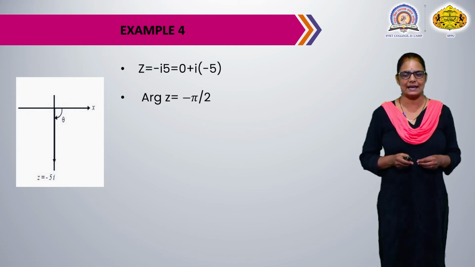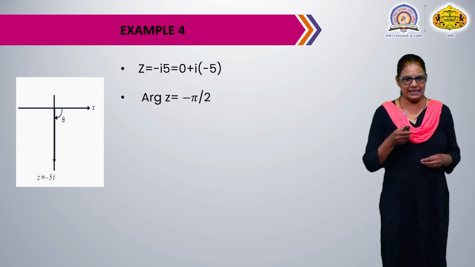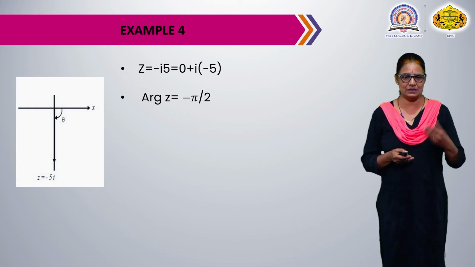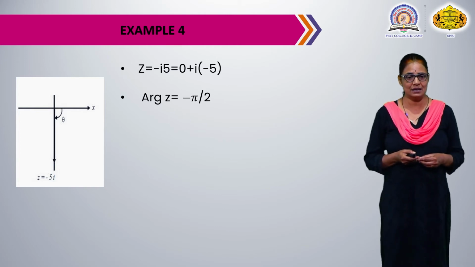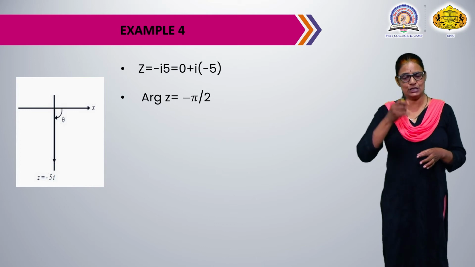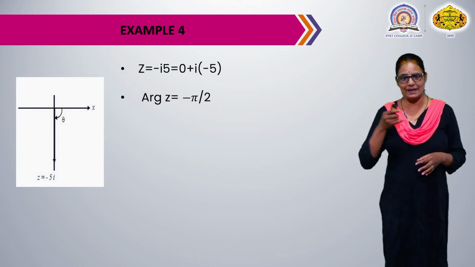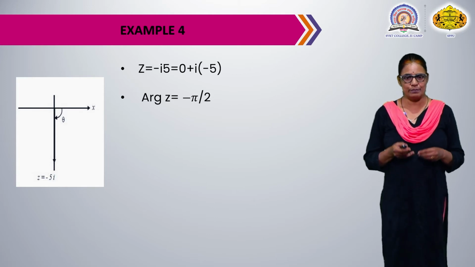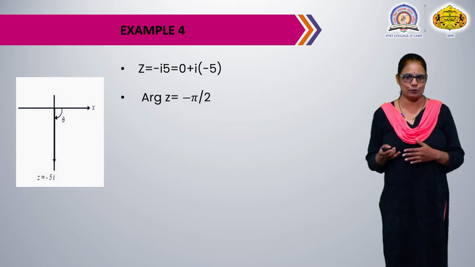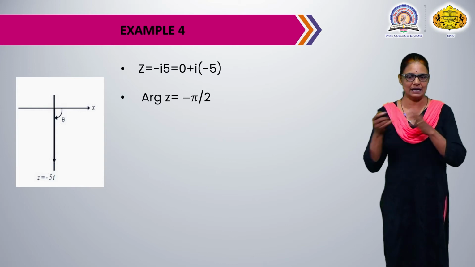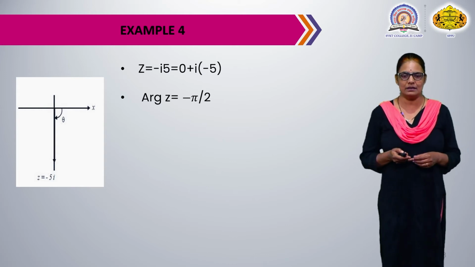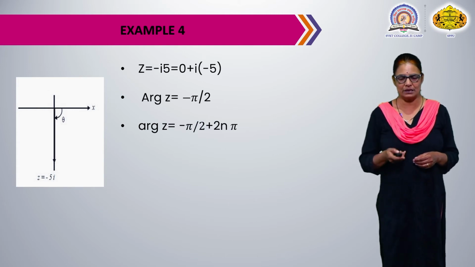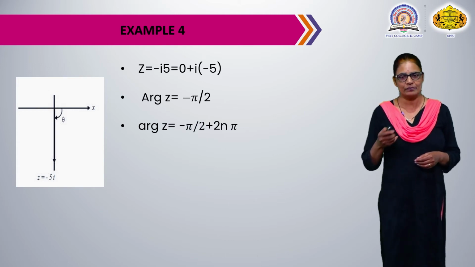Now see here in the diagram, the angle between the radius vector and the positive x-axis, that is the positive real axis, is pi by 2. Since we have to count this angle in the clockwise direction, we have to write minus pi by 2. So the principal argument here is minus pi by 2 because it lies between minus pi and plus pi. Then write the argument of z by adding 2n pi to the principal argument, where n is an integer here.